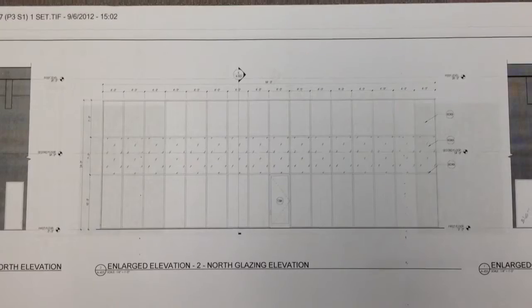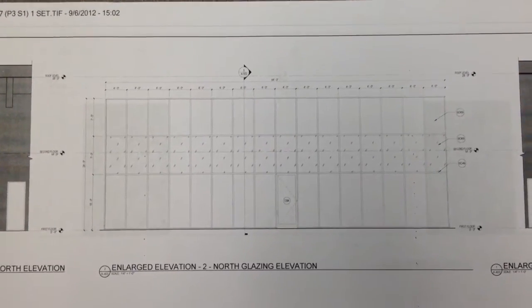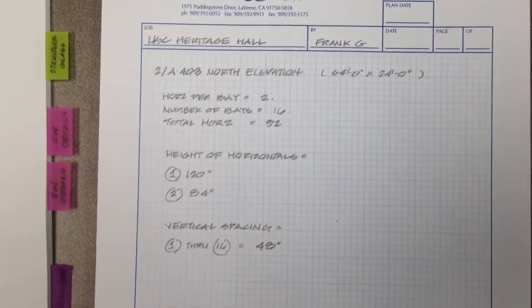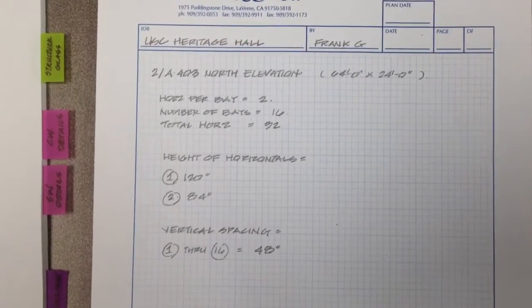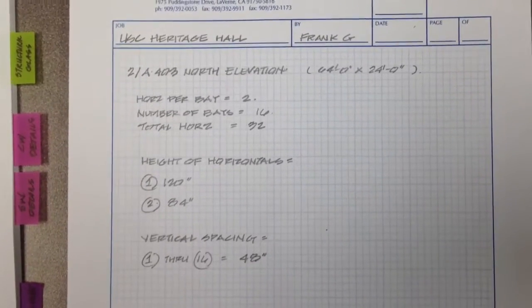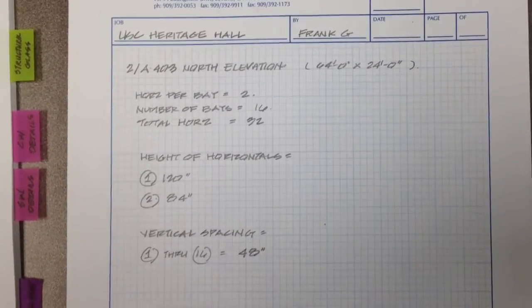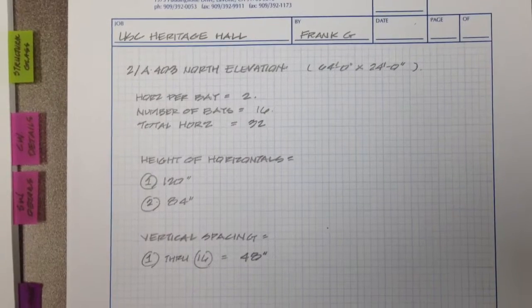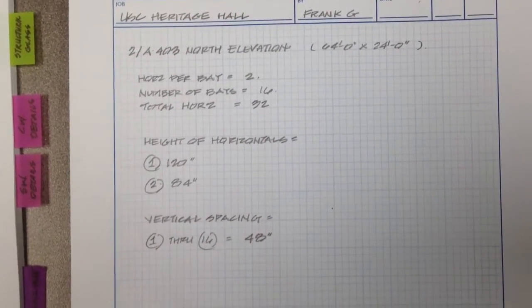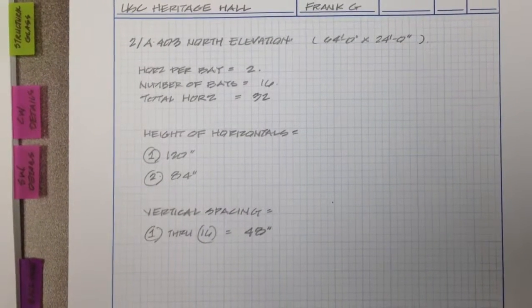Here's an elevation that we're going to use as an example. Here's an example of what I would do when gathering data from the elevation prior to drawing my elevations using AutoCAD. I would enter in the mark number, horizontals per bay, number of bays, total number of horizontals, the height of each horizontal, and then the vertical spacing.